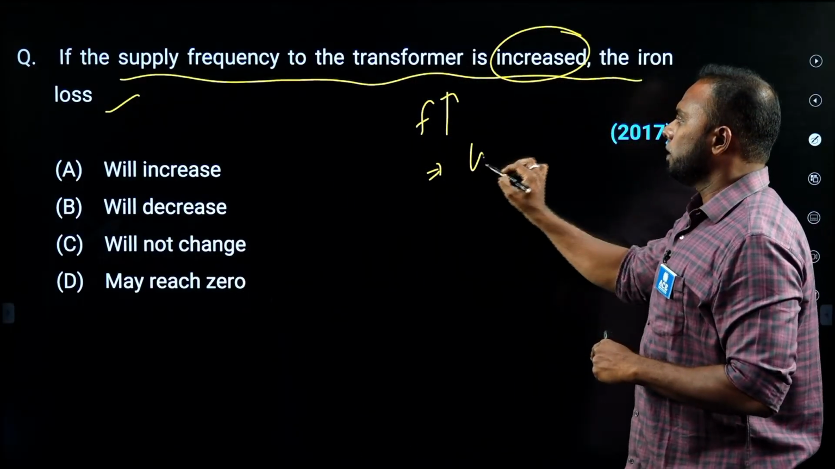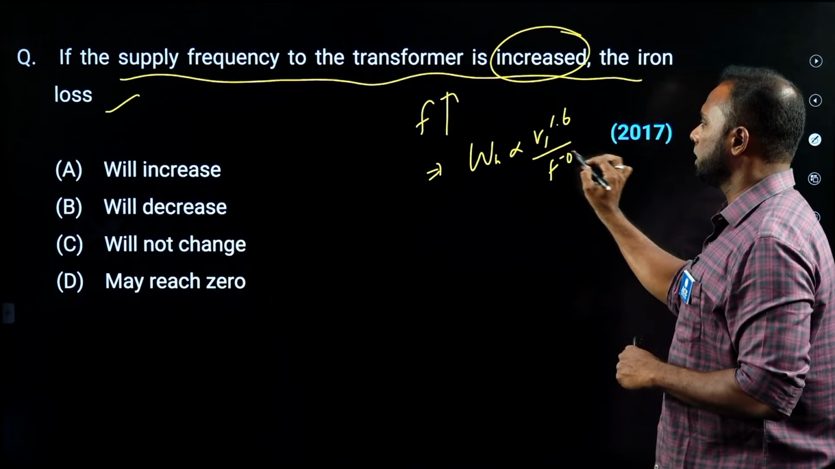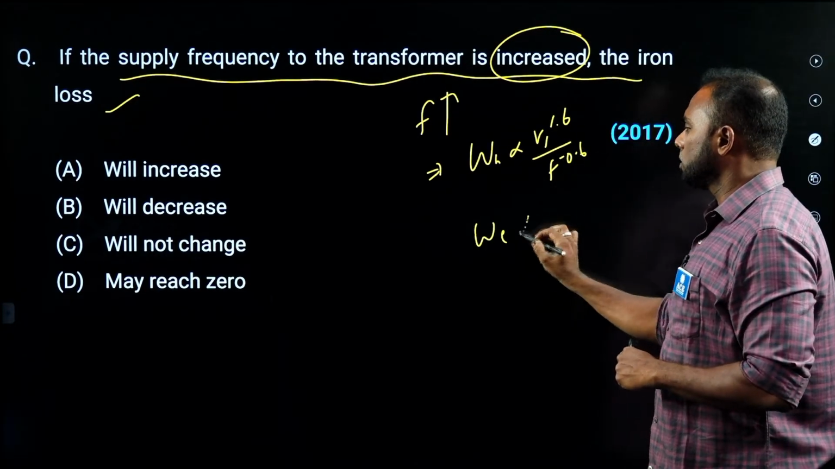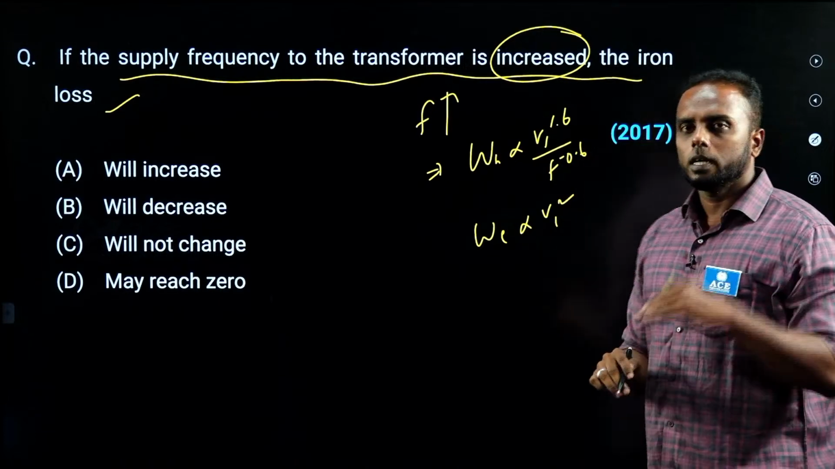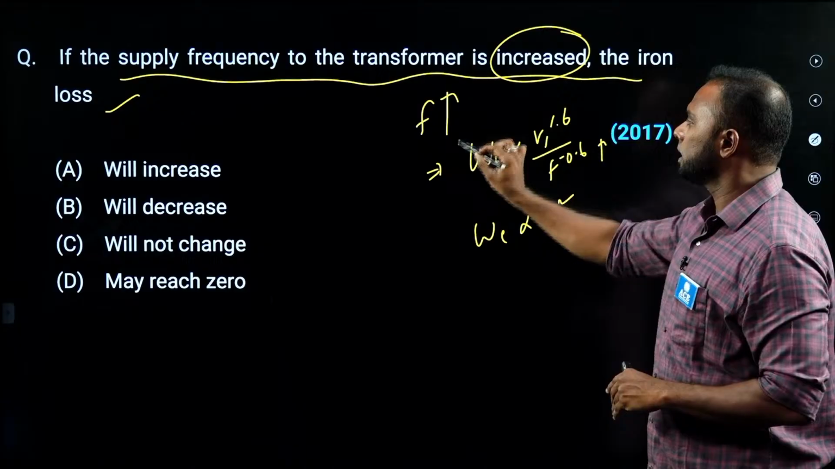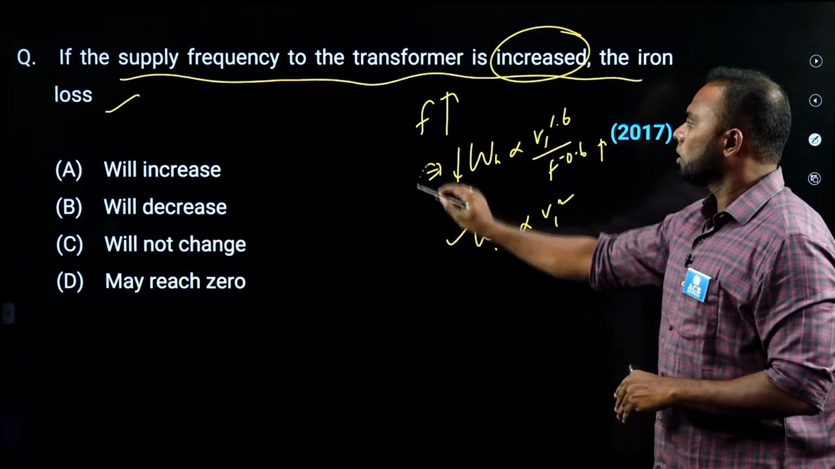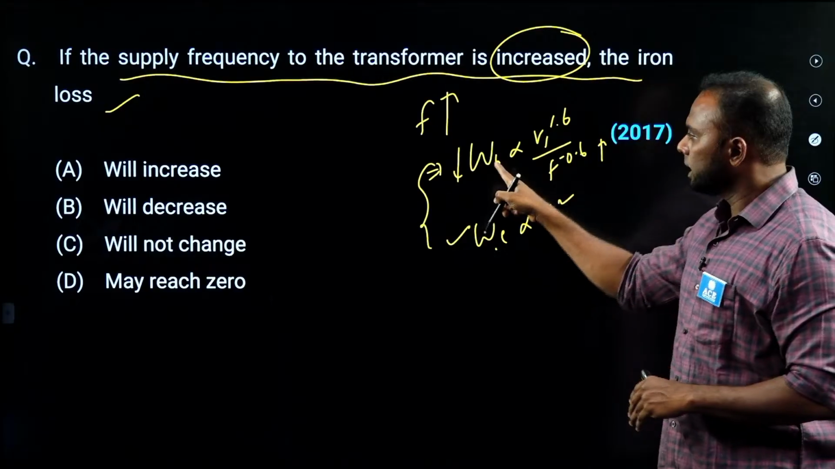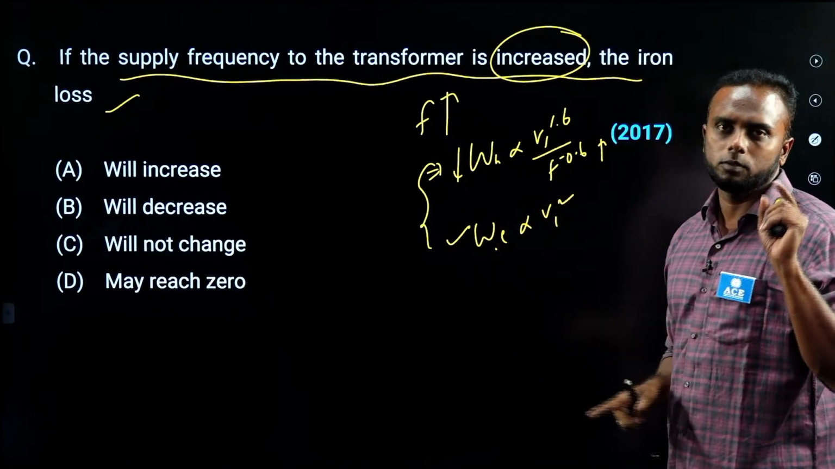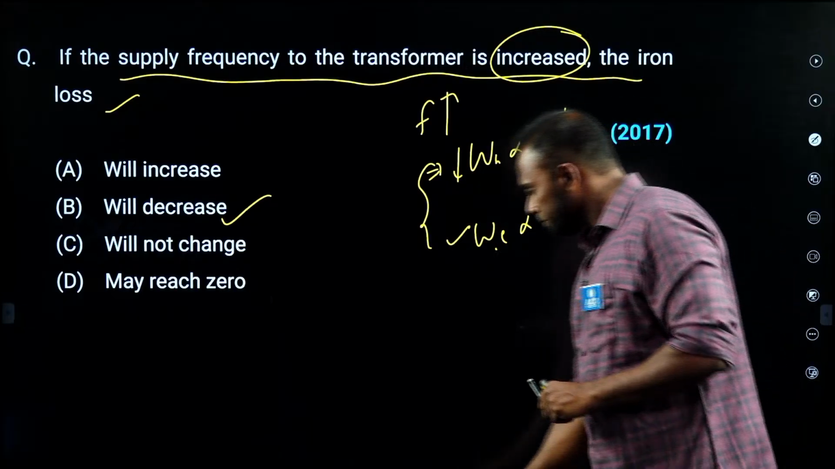Then if only frequency increases, the V by F ratio will not be constant. Then Wh is proportional to V1 power 1.6, F power minus 0.6, and eddy current loss is proportional to voltage square. So considering voltage constant, as frequency is increased, hysteresis loss decreases. Eddy current loss remains the same. Then what is overall iron loss here? Hysteresis loss is decreasing, so overall iron loss will decrease. Okay.